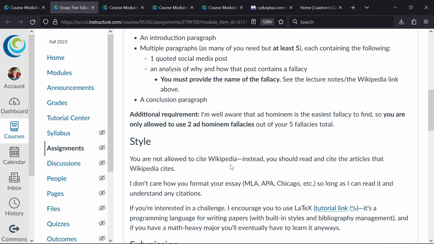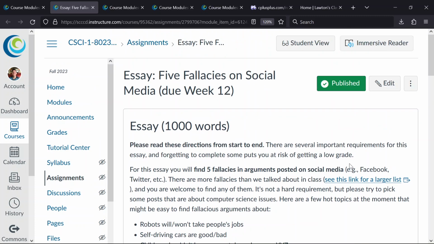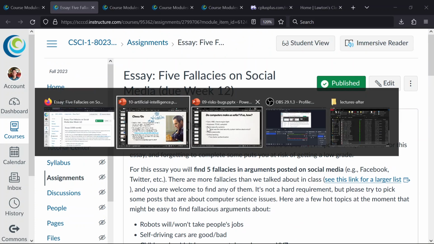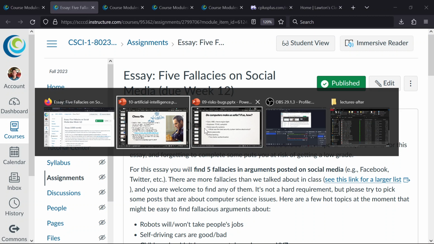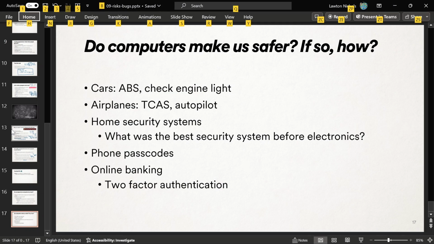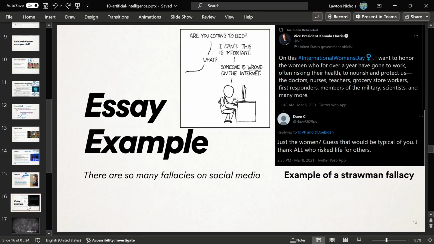All right? Let's see what else. Yeah, I guess you're citing technically these posts, but just leave a quote and tell me their username or something. That's good enough for me. But that's the essay. Please read these directions a second time so that you don't mess up with anything. But I think we are all on the same page now. Here's an example of something that you would find and talk about. Here's a good example I saw on Twitter.